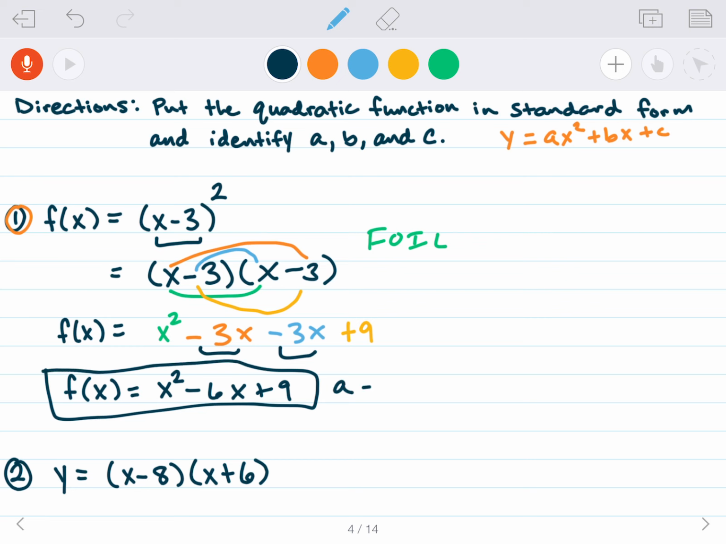And here, a, the number attached to x squared, is not written, but it's understood to be 1. So a is going to be 1. b is the number attached to the x, and that's going to be negative 6. And c is that constant term at the end, which in our case is positive 9. So that was number 1. I'd like you guys to try number 2. Try to pause the video and see if you can do this one.